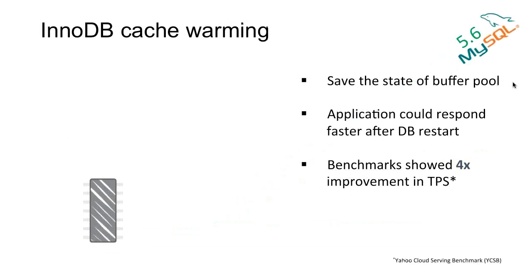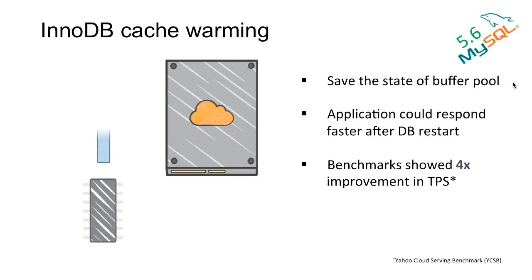InnoDB cache warming, again available only as of 5.6 today. It allows you to save the state of the buffer pool. Applications could respond faster after a DB restart because your buffer pool contents are saved, and when the DB restarts, it brings the content from the file into memory. Benchmarks show that we have a 4x improvement in TPS. This benchmark is from the Yahoo Cloud Serving Benchmark.